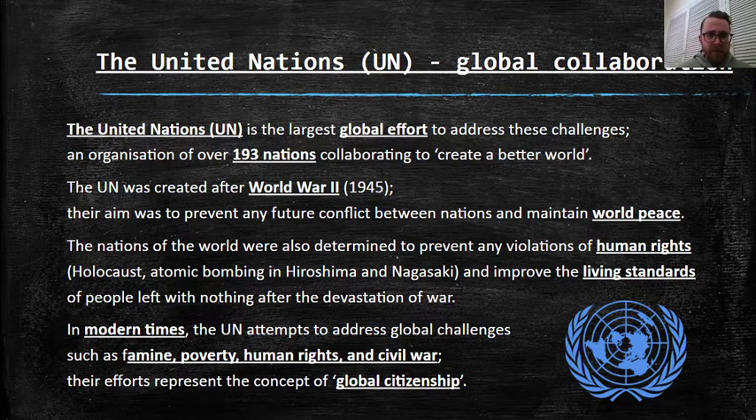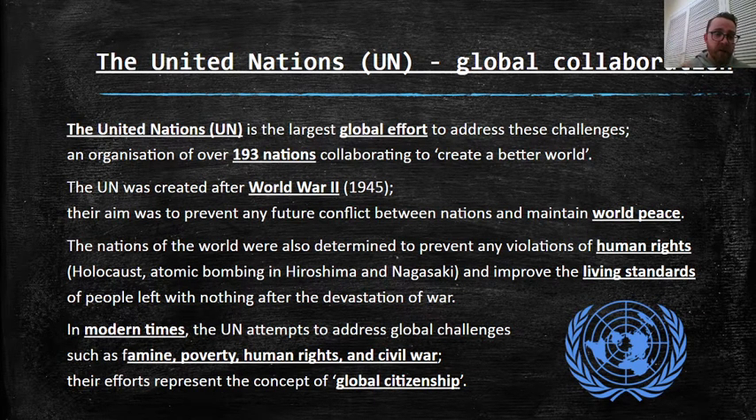We're not going to look at that too much, but basically it was a list of human rights that every individual in the world should have protected. You guys looked at that in Year 8, so I'm not going to spend too much time on it. But yeah, the goal was to maintain world peace, stop human rights violations, and improve the living standards of people who were left with really nothing after the devastation of war.